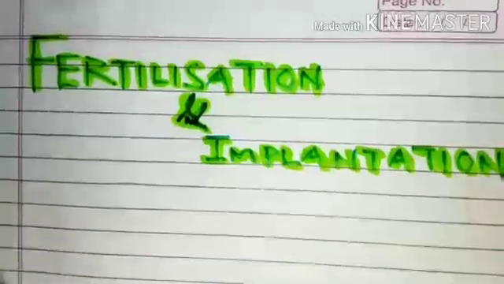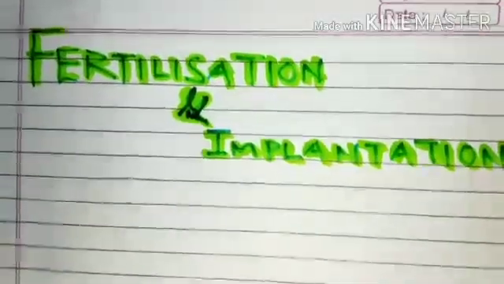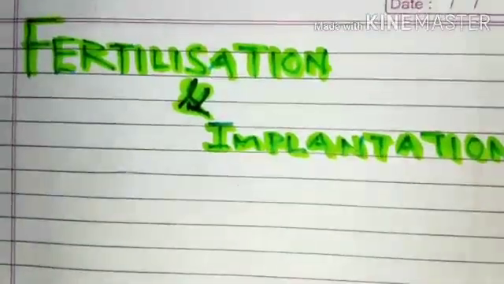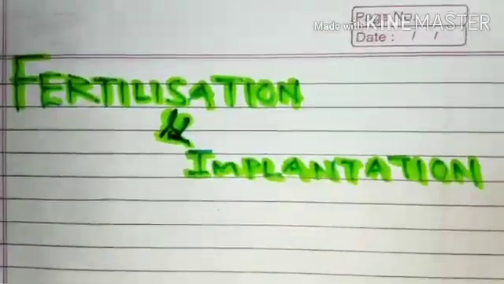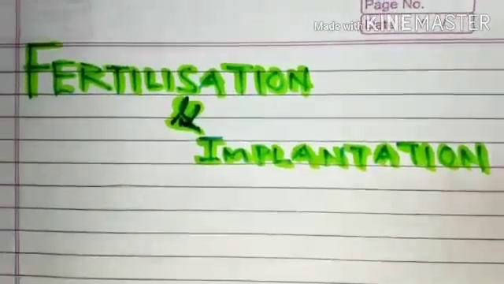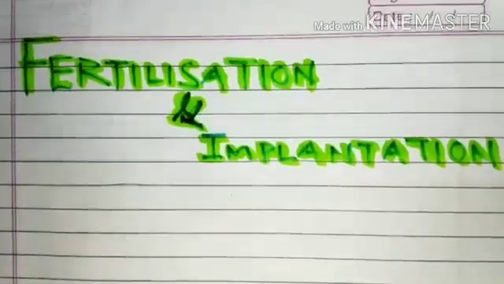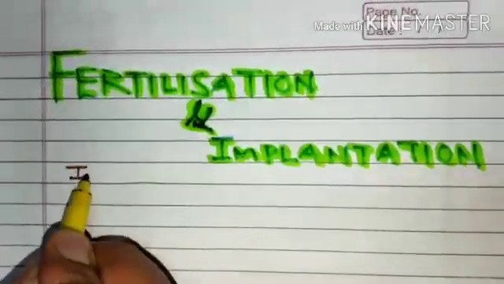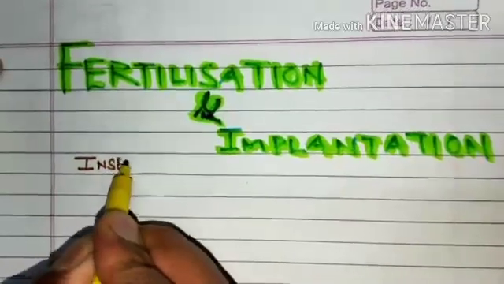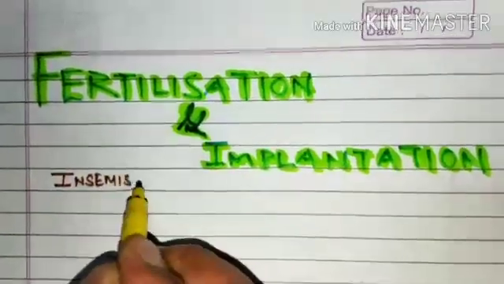Dear students, we have discussed the menstrual cycle. Today we are going to discuss fertilization and implantation in the human female. Now you know that there is one process that is called insemination. What is this insemination?